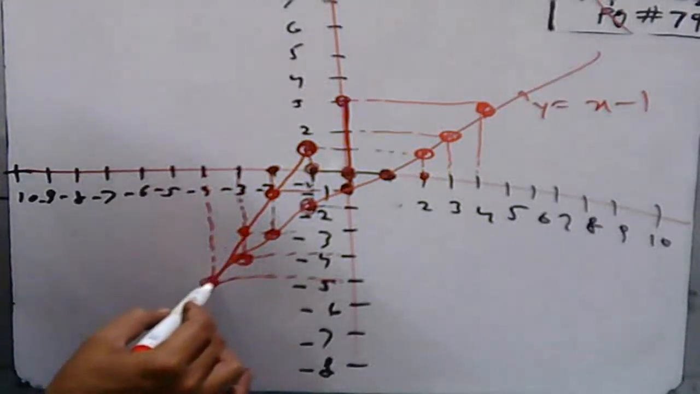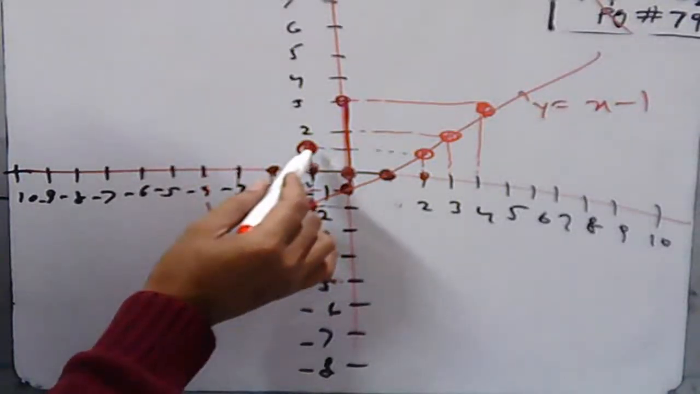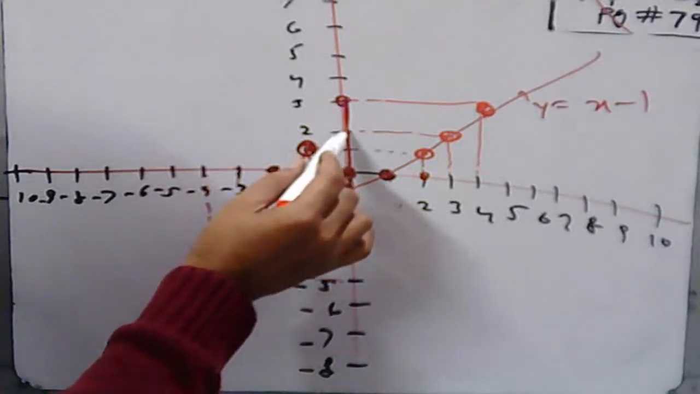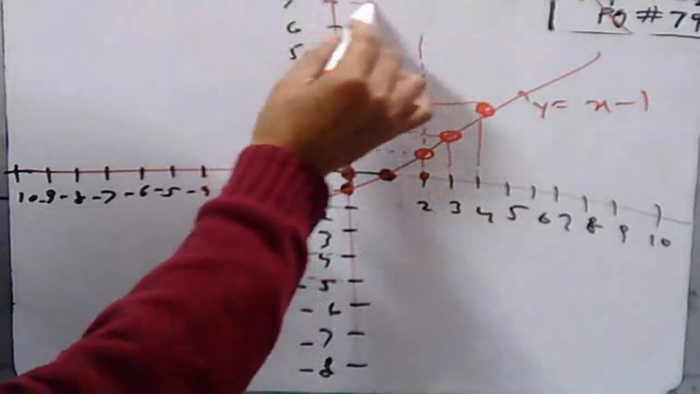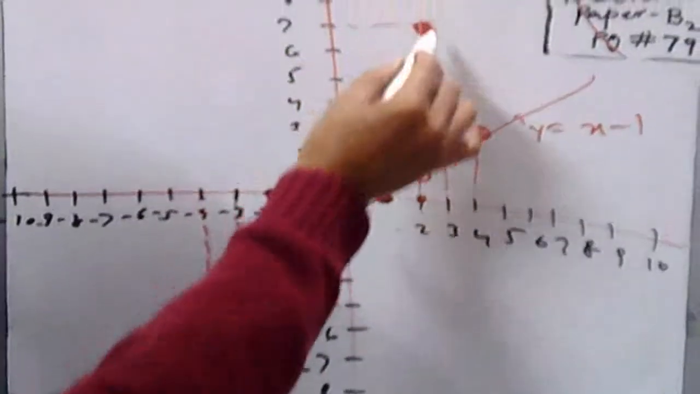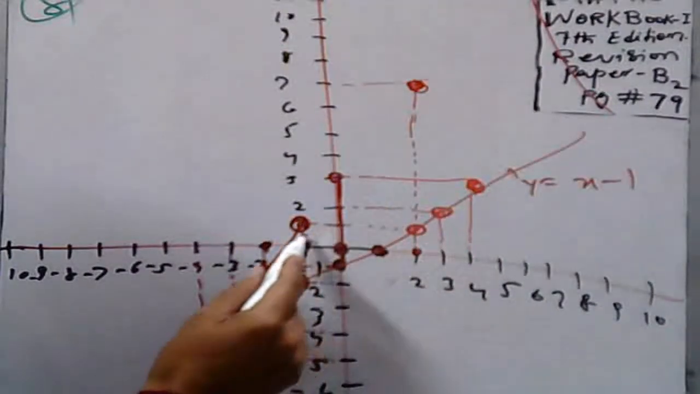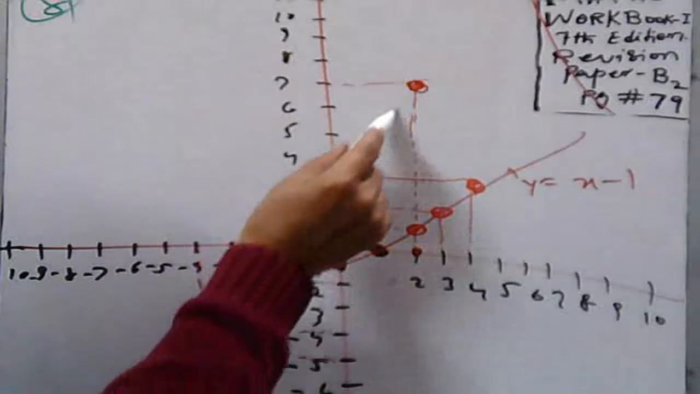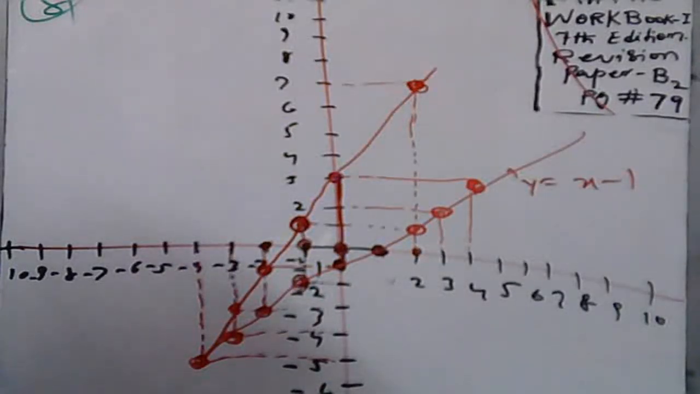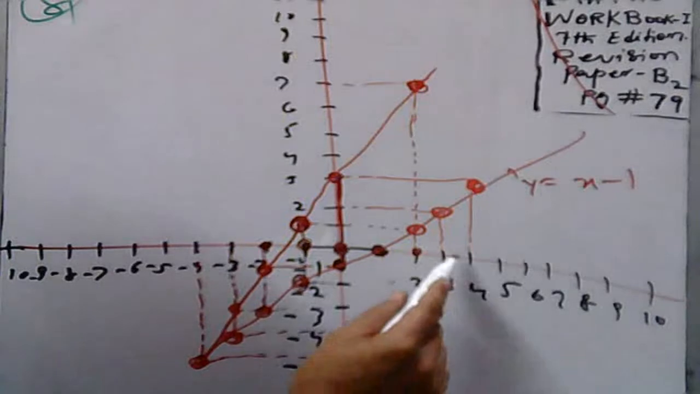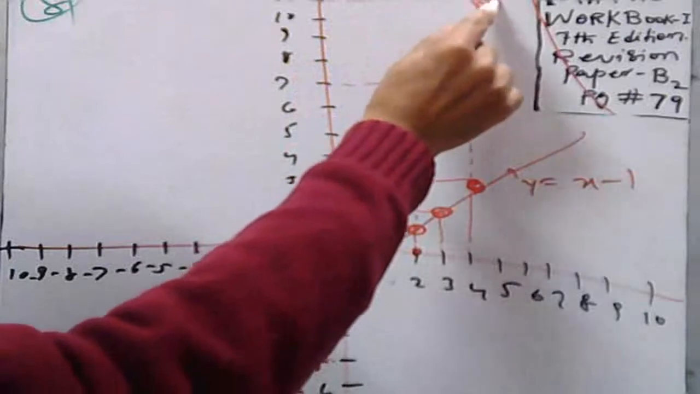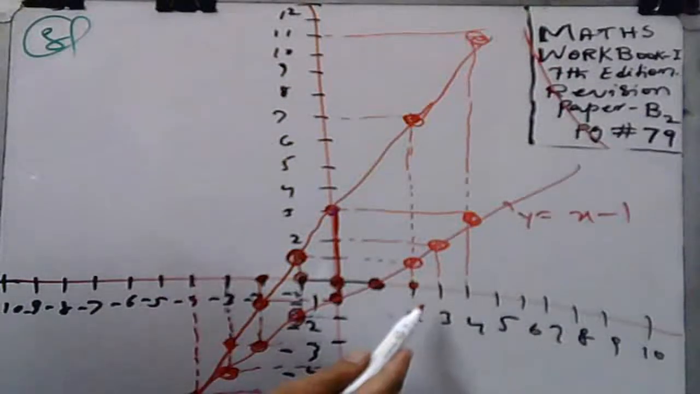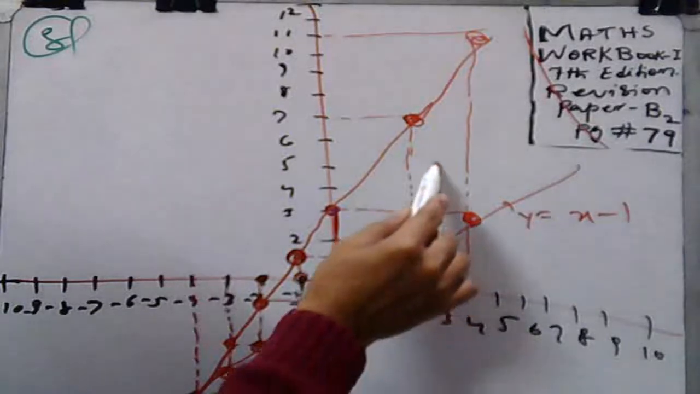So now on the positive side, when you take x-axis 2, you will get 7. So join this. Similarly, when you take 4, you will get 11. So join this. When you take 3, you will get 9.